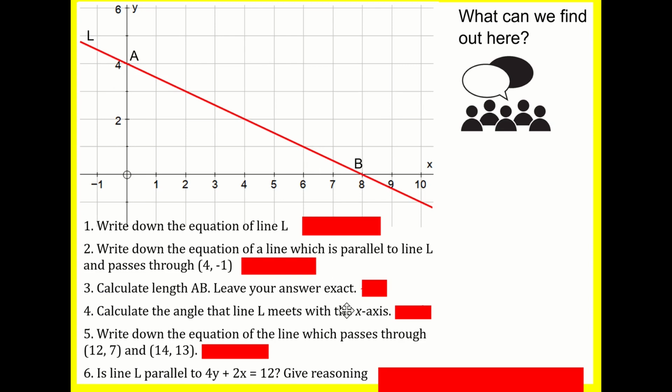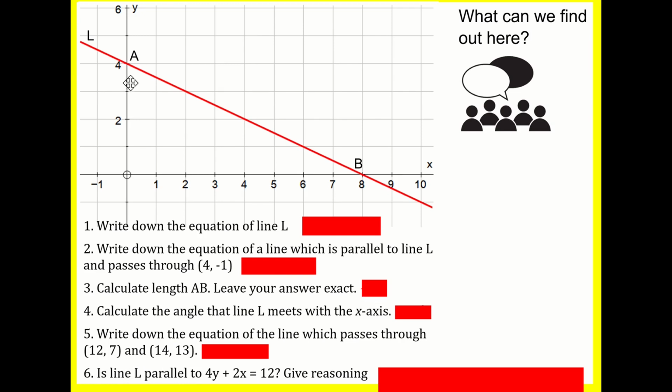Calculate the angles that are formed from the triangle that are made. I've gone with where the line L meets the x-axis. You could write down the equation of a line which passes through a different point. That's a bit unrelated. This is off the graph. This is just testing your knowledge of a previous topic. And you could inquire whether the line L is parallel to another line.